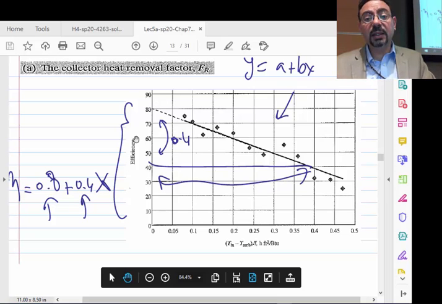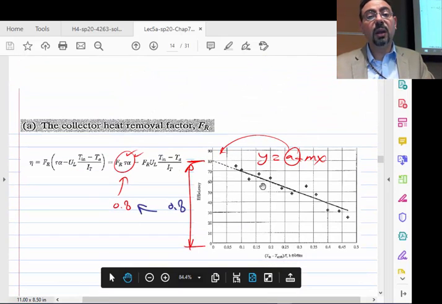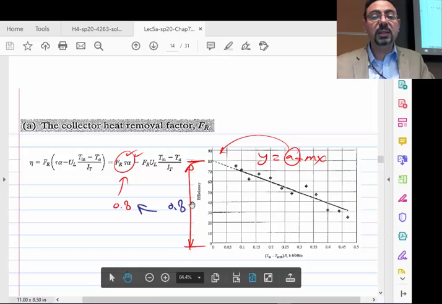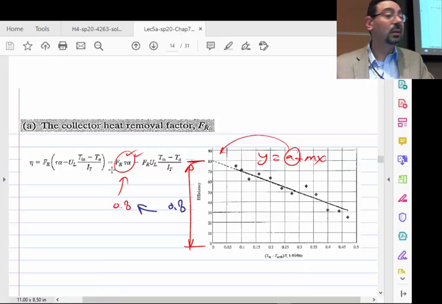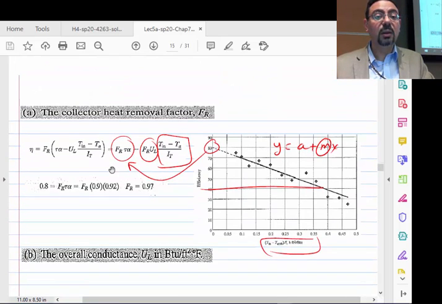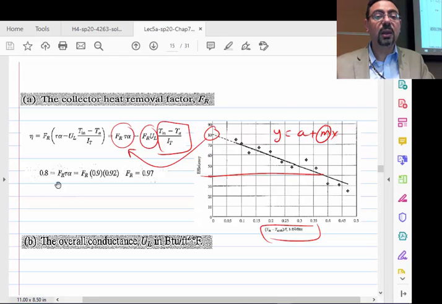So he calculates this and he calculates the slope, right? And he tells himself this must be FR tau alpha, and since I know tau and alpha, I can get the removal factor FR. Okay, and so he does this. Okay, 0.8 equals this. I was given tau and alpha because I know the glass, I know the paint material, so I know its alpha. Therefore, this is FR.